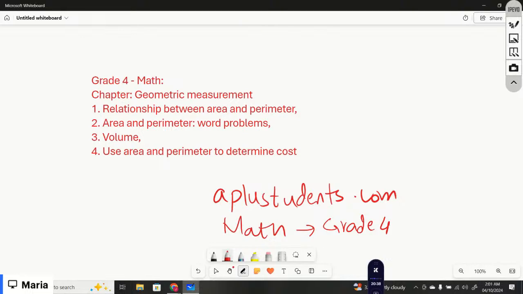The lessons we're going to cover today are relationship between area and perimeter, area and perimeter word problems, volume, and use area and perimeter to determine cost. So please make sure you have your notebook and pencil so that you can note down the important examples and definitions as well.